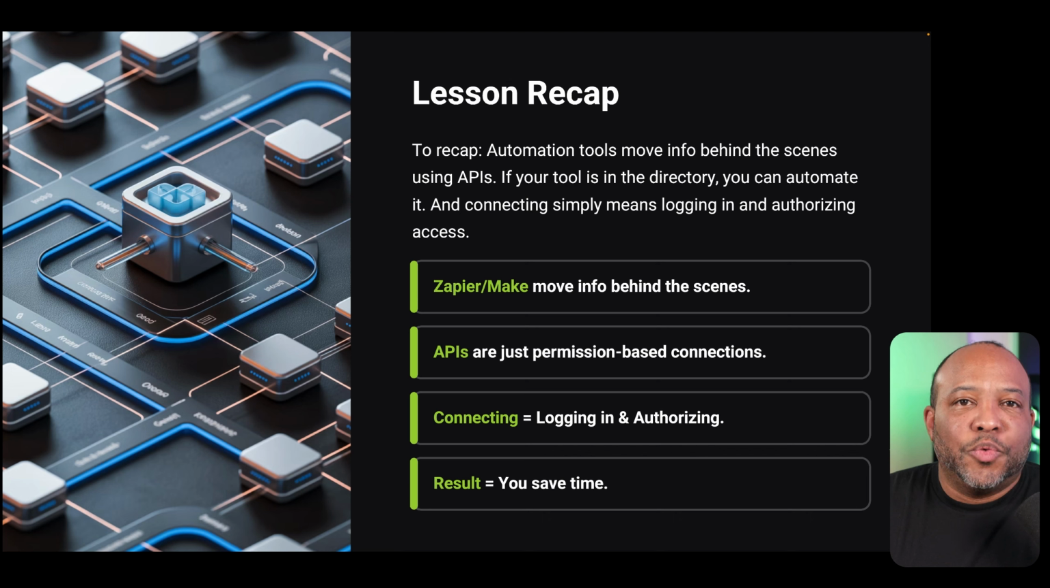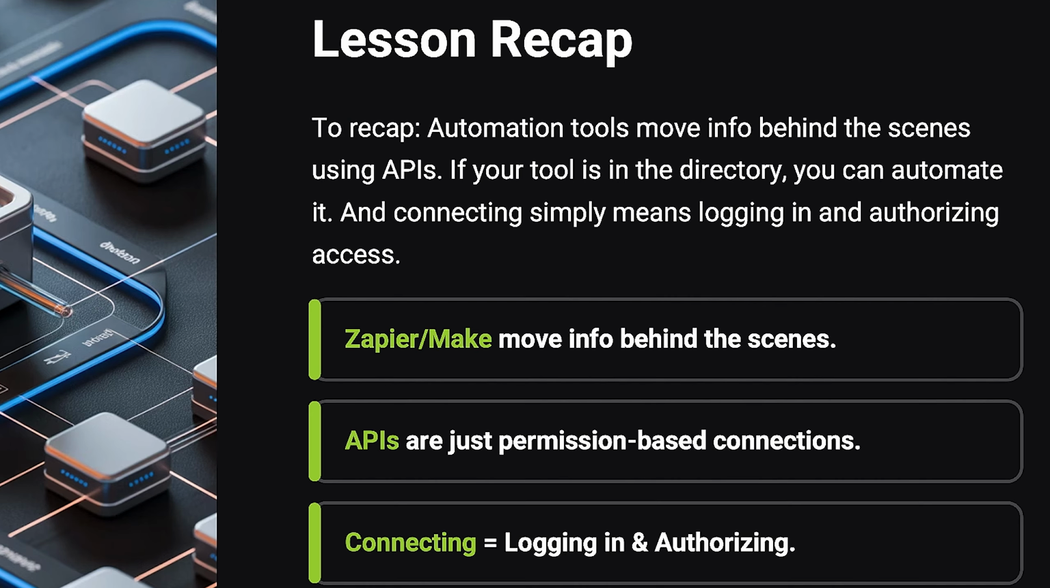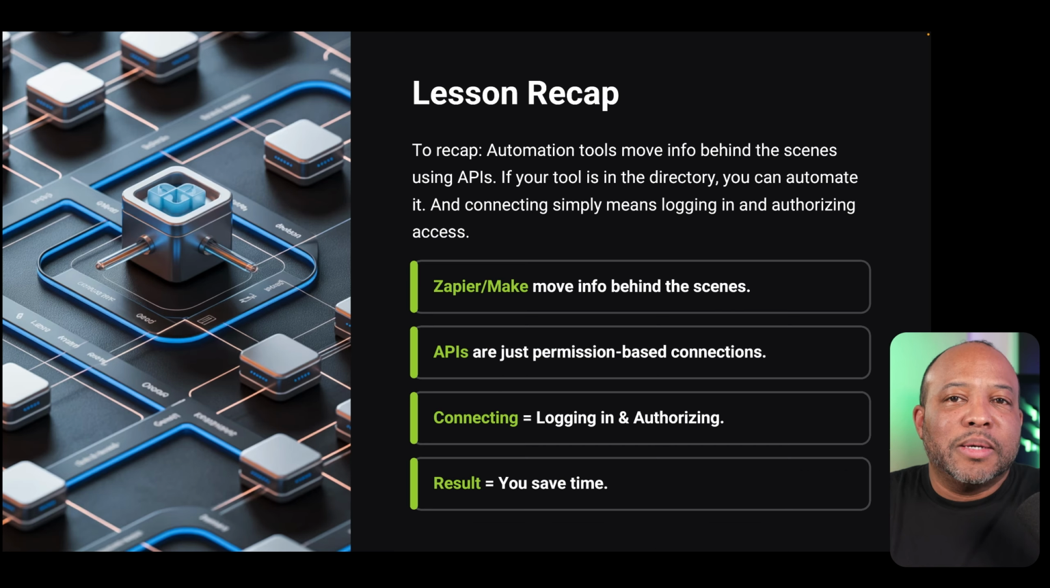So, lesson recap. Automation tools move information behind the scenes using APIs. If your tool's in the directory, you can automate it, and you can simply connect them by logging in and authorizing access to all of the thousands of tools, or the tools that you want to connect. So Zapier and Make move things behind the scenes. APIs are just a permission for a connection between those two applications.